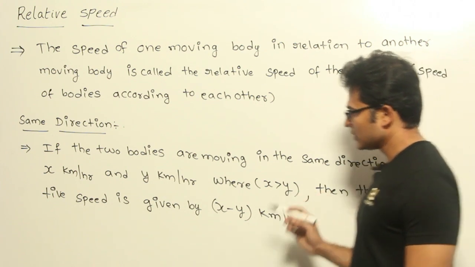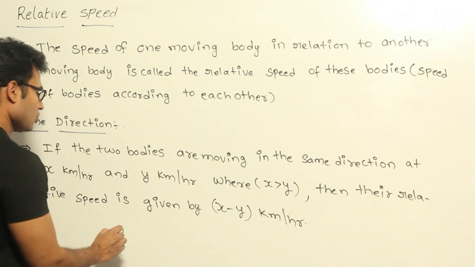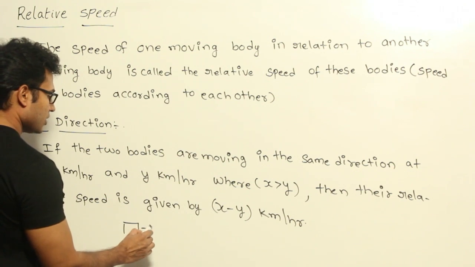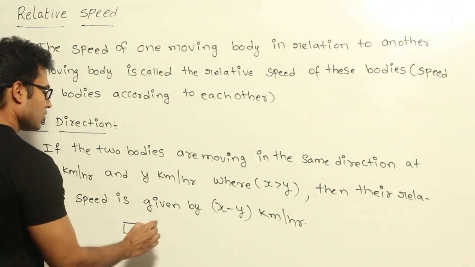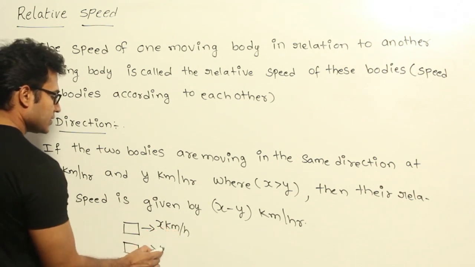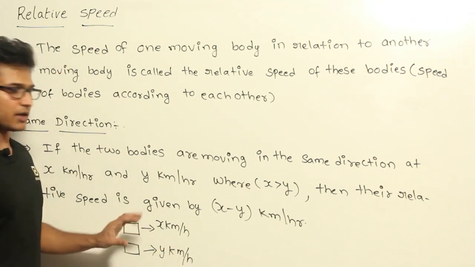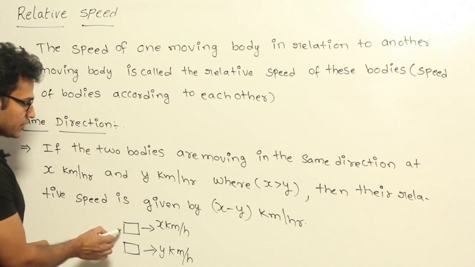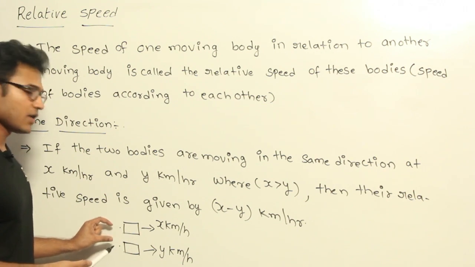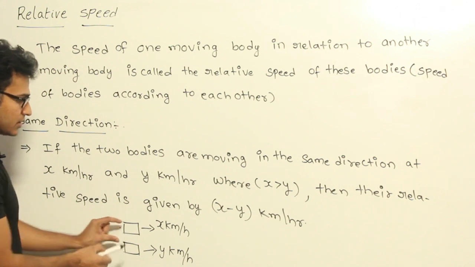Right? How to visualize this: you can assume that there are two bodies, and one body is moving at, let's say, x kilometers per hour, and the other body is moving at, let's say, y kilometers per hour. Now if you let them move for 1 hour, how many kilometers will it be? And also assume that initially both are starting at the same point. This assumption need not be required, but just to make things simple, I am making this assumption.